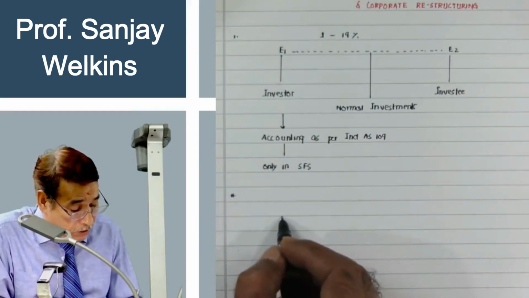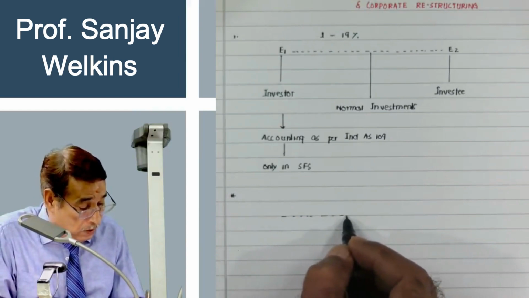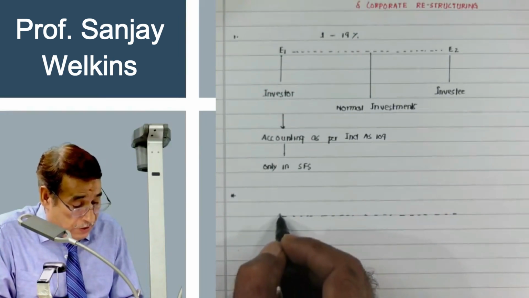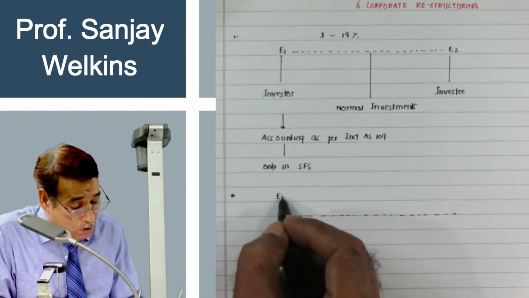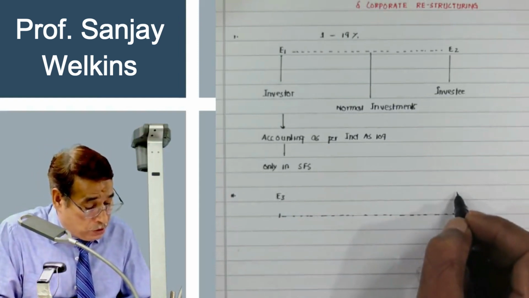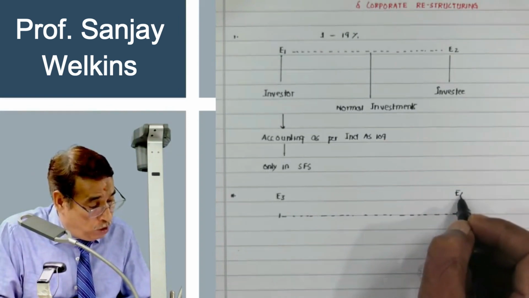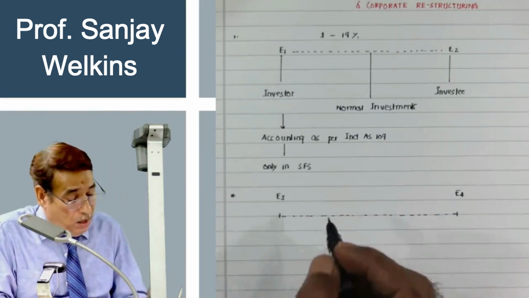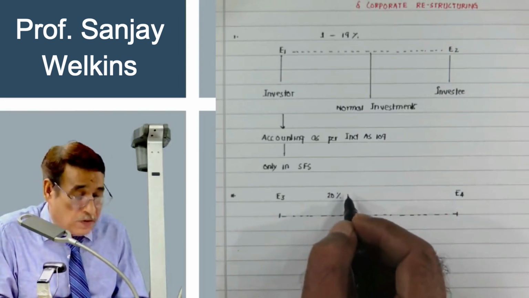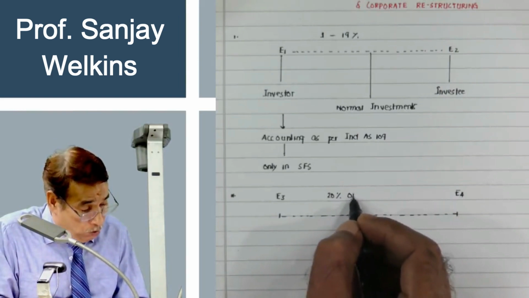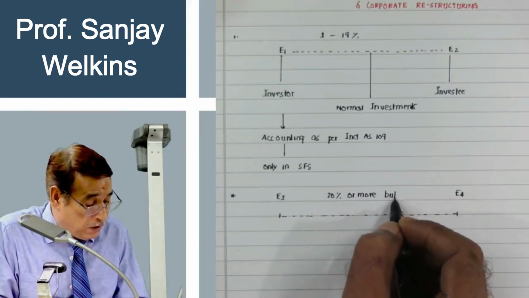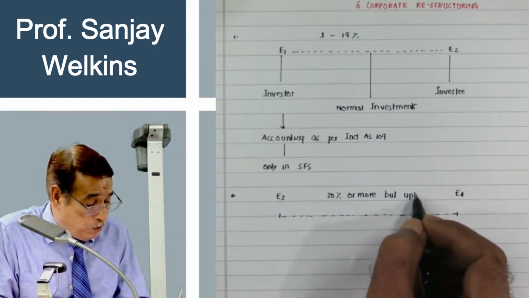We presume now there is another entity. This entity is E3. This time E3 is the investor and E3 invests in E4 Limited. E4 automatically will become the investee company. Now, if our investment is in between 20% or more, but up to 50%.